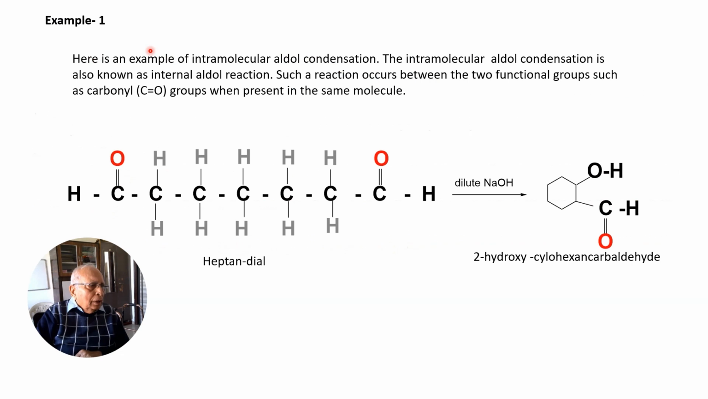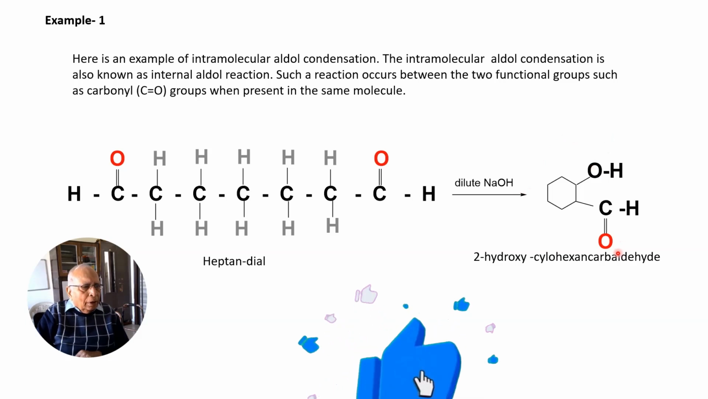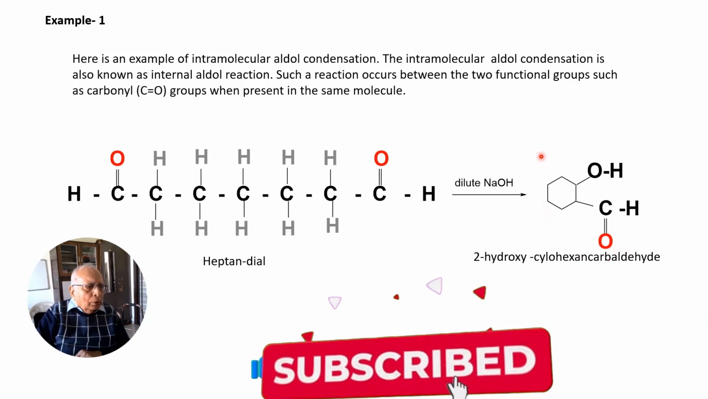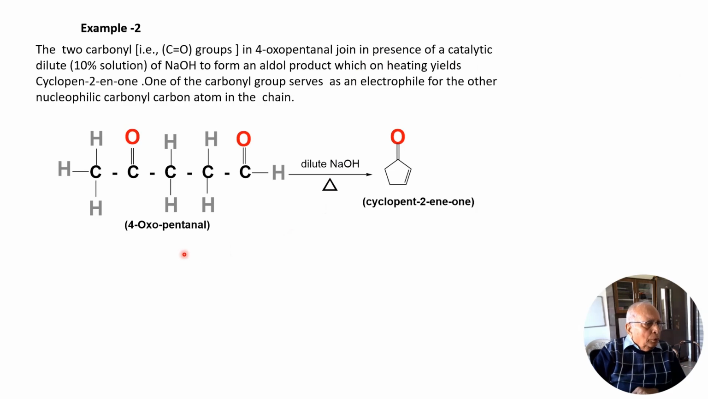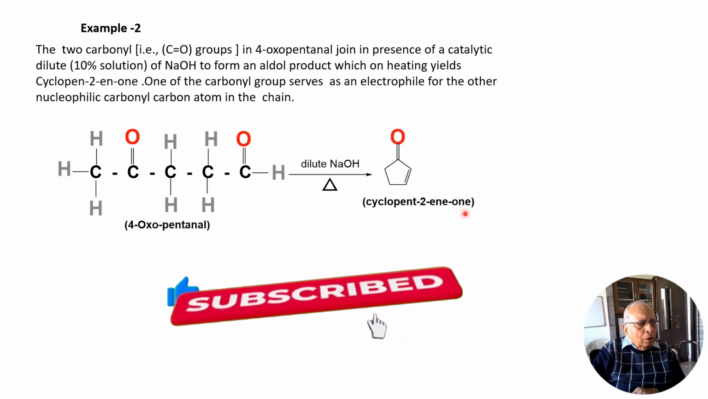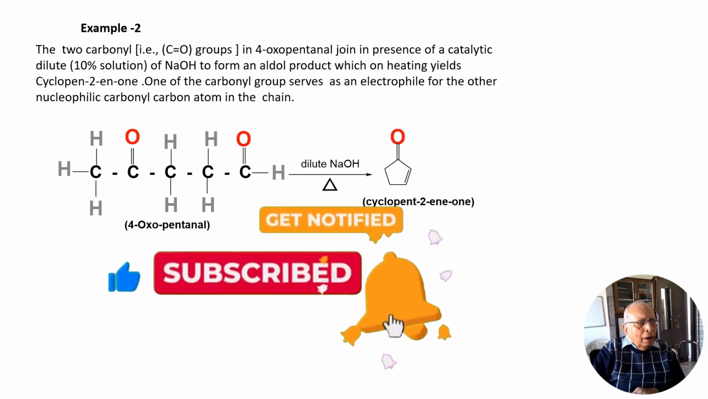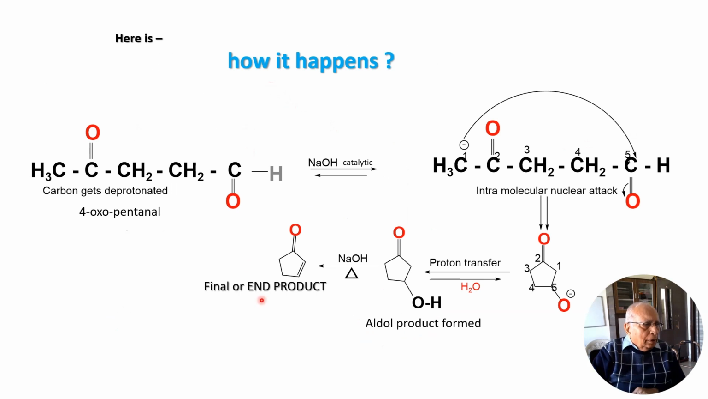The first example is heptanedial forming 2-hydroxy cyclohexane carbaldehyde. As you find, there is an OH group, there is a CHO group present in the compound, and it is cyclic. The details are given here. There is another example, 4-oxopentanal. Of course, there is an aldehydic group, there is a ketonic group, and in presence of dilute NaOH, you get a ring product finally, that is cyclopentenone. And how it happens is represented here.